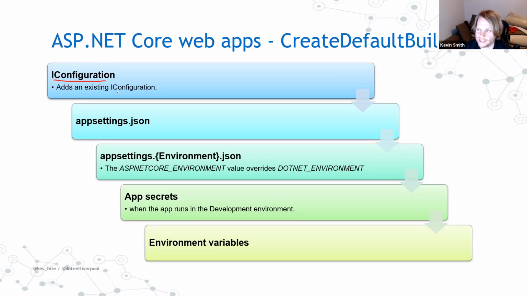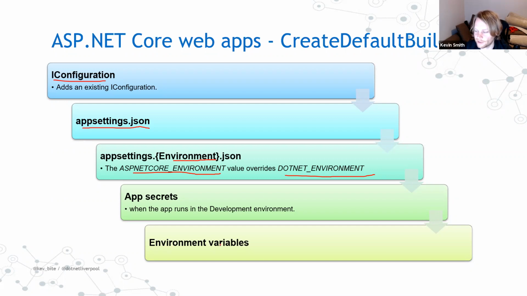This has things like the ASP.NET Core environment, which you use later down the line, and also the .NET environment as well. And then it also adds an app settings.json. And then on top of that, it adds an app settings and then the environment.json. And the environment property here comes out of either the ASP.NET Core environment variable or the .NET environment variable as well. And then on top of that, we have user secrets, but that's only added if it's in development mode as well. And then on top of that, we have environment variables.